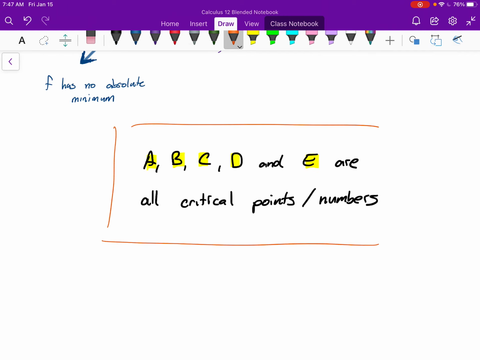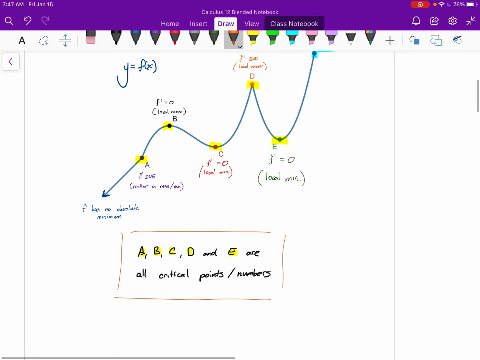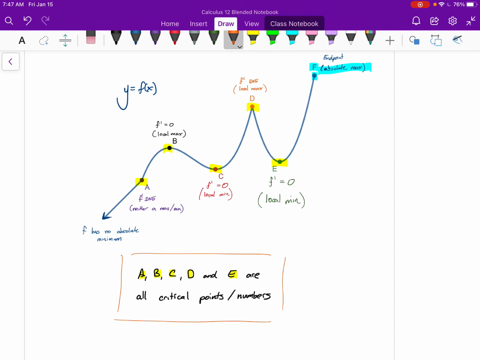Now, just to mention the difference between the phrase critical point and critical number. If you're looking at this as a two-dimensional graph that has x and y coordinates like this, we'd call these critical points because you see these points. When we use the phrase critical numbers, that's more when we're referring to just the x value. Whatever the x value was for those points, we call that the critical numbers. But they're all definitely related.